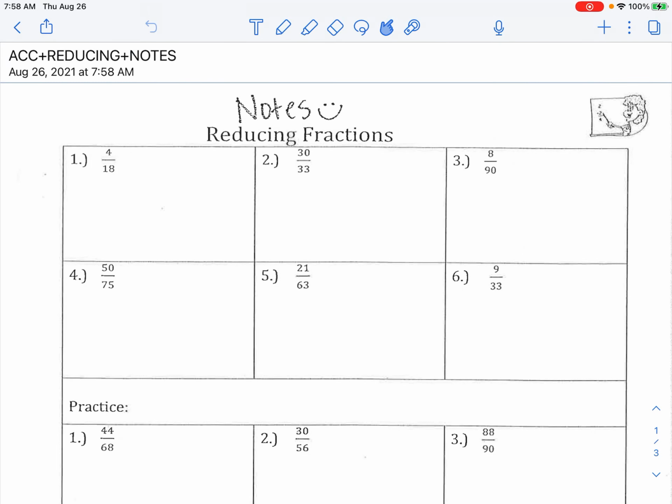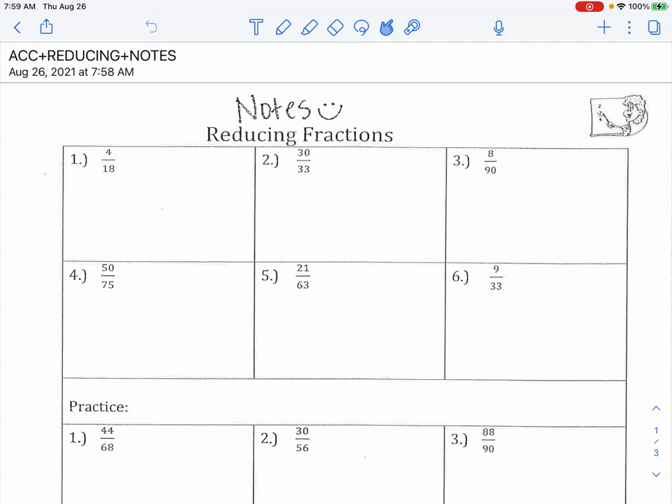Good morning. All right, we are going to start working on reducing fractions because pretty soon we're going to get into operations with fractions, adding, subtracting, multiplying, and dividing. So when you have your final answer, it needs to be reduced to lowest terms.